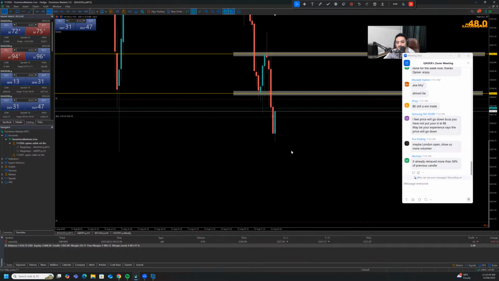Maybe London Open will show us some more volume. Yeah, might be. It already retraced more than 50% of the previous candle. Yeah, exactly.